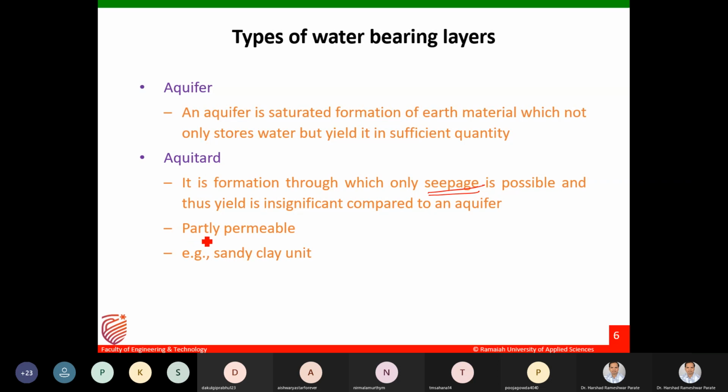So we also call it partly permeable. An example is a sandy clay unit. If your aquifer consists of a sandy clay unit, then it will come in the category of aquitard. If you drill a bore well there, you will not be able to extract a sufficient quantity because the water will be leaking down. That's why it's called partly permeable. An aquitard we also call a leaky aquifer.